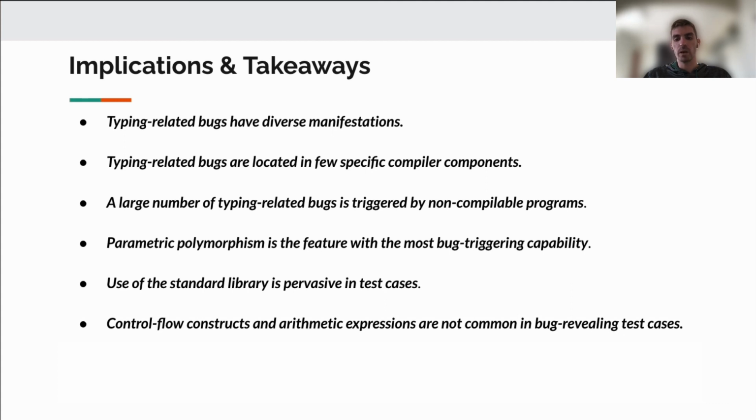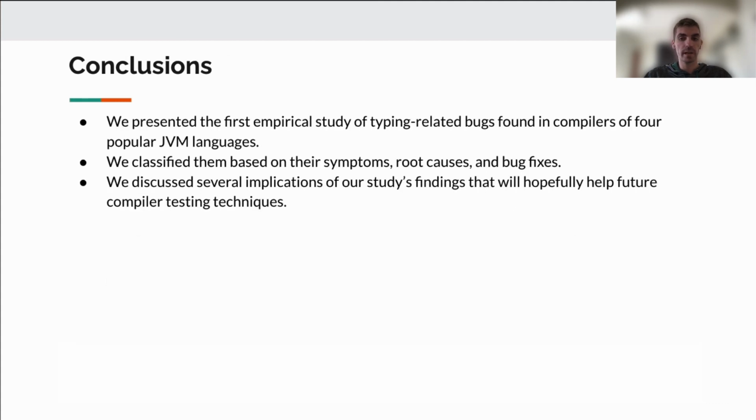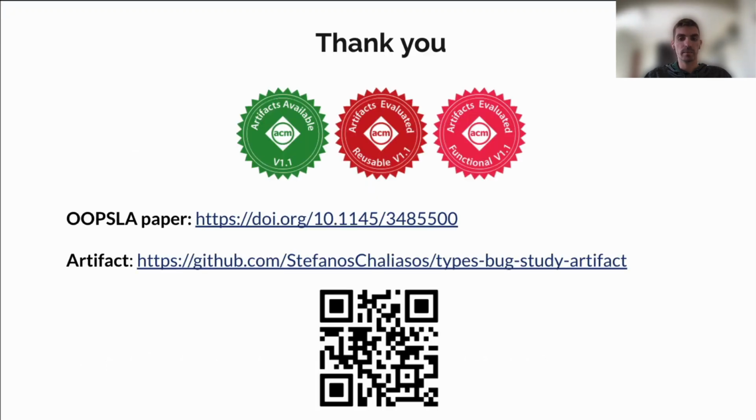To summarize, in this work, we empirically study typing-related compiler bugs. We classified them in categories based on their symptoms, root causes, and bug fixes. And finally, we discussed several implications that will hopefully promote the testing of compilers for typing-related bugs. All the data and analysis presented in this study are publicly available in our artifact.